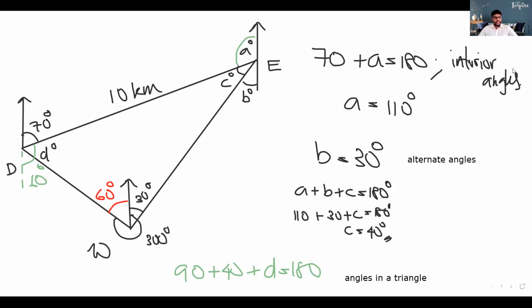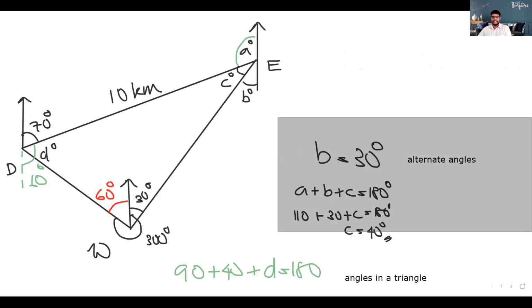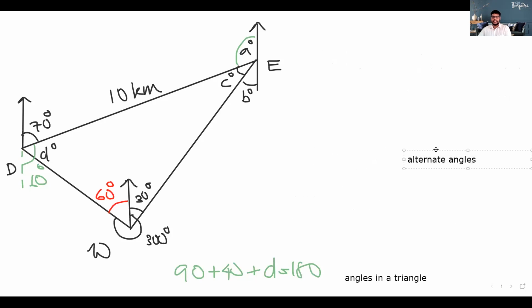Now, children, let's go to part C. Part C is: calculate the distance of discovery from the wreck. How do you get that? How do we calculate it? I'm already getting the answer 6.43 kilometers. Interesting. Let's see.